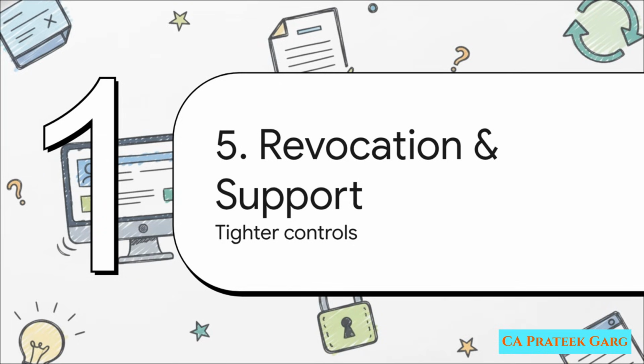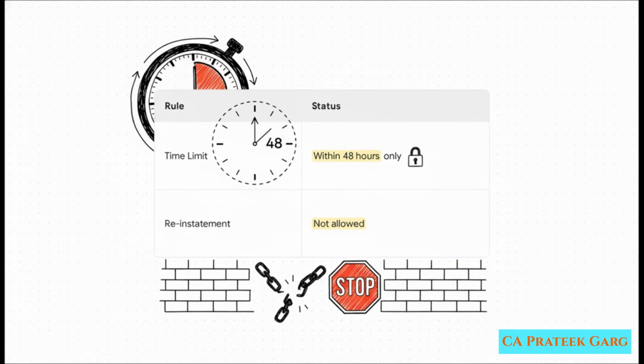Okay, finally, let's cover revocation and support. This is where you'll find some much tighter controls, but also some better procedures when you need help. This is a change you absolutely cannot ignore. The rules for revoking a UDIN are now incredibly strict. You have a tiny window, only 48 hours from when it was generated. After that, it's locked. And once you revoke a UDIN, that's it. It can never be reinstated. The action is final, no exceptions.